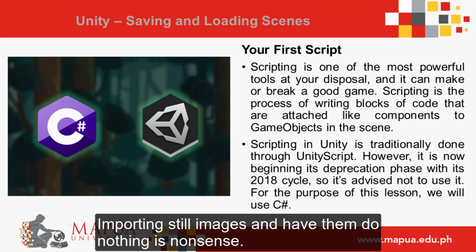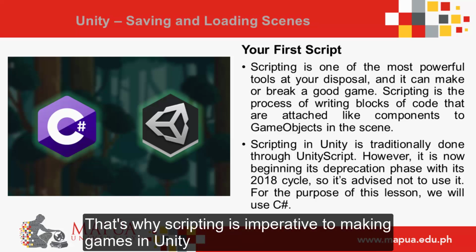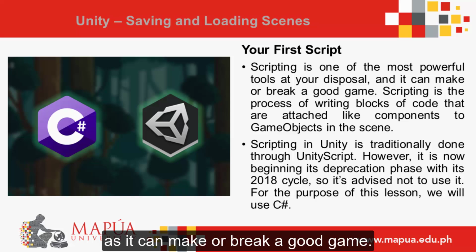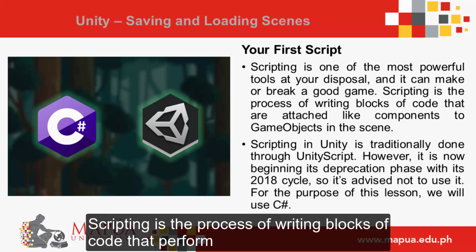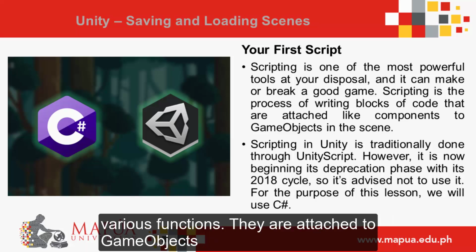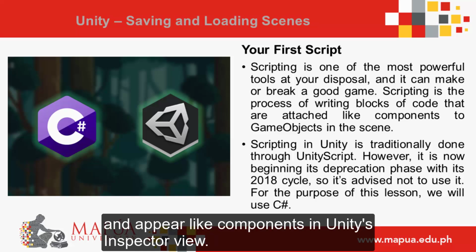Importing still images and having them do nothing is nonsense. That's why scripting is imperative to making games in Unity, as it can make or break a good game. Scripting is the process of writing blocks of code that perform various functions. They are attached to game objects and appear like components in Unity's inspector view.